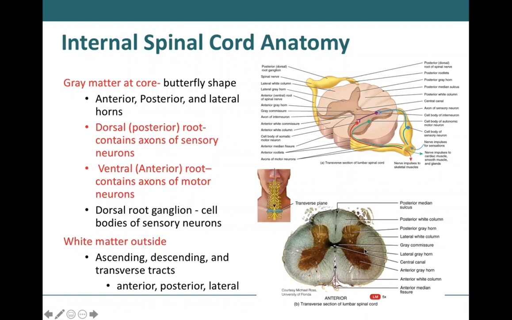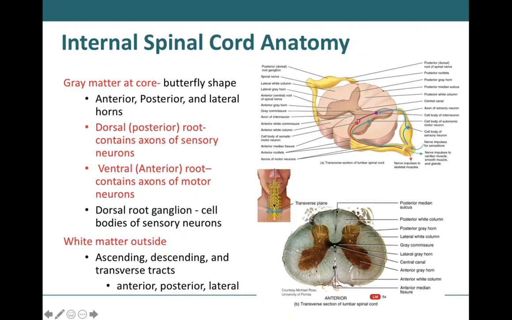But as we look at this gray matter, it's important for us to remember that gray matter is made up of neuronal cell bodies. So on the inside of the spinal cord is where we're going to find the cell bodies of our neurons. Now in the center of the spinal cord, we're going to have the central canal. This is going to be lined by those ependymal cells, which are the epithelial cells of the nervous system. And this will also contain cerebrospinal fluid.